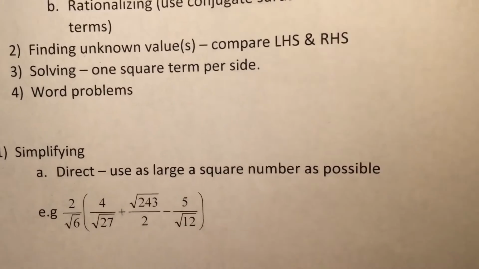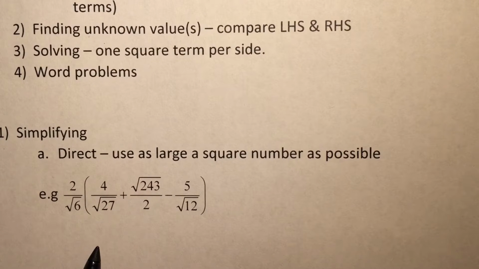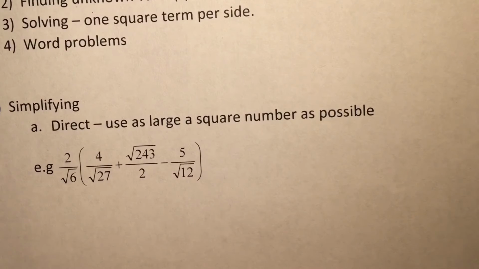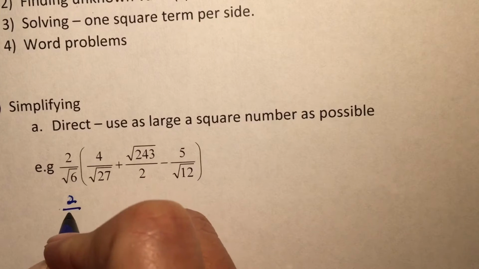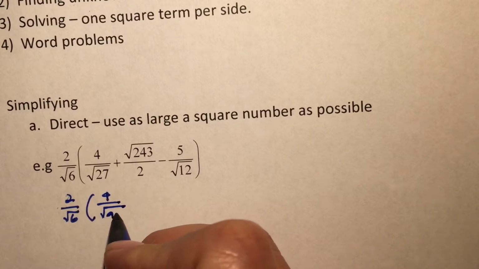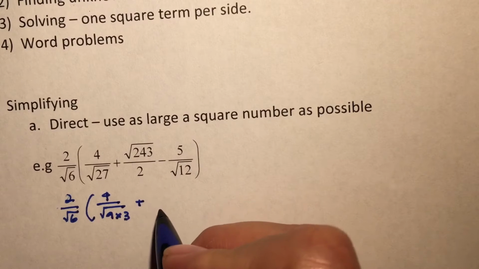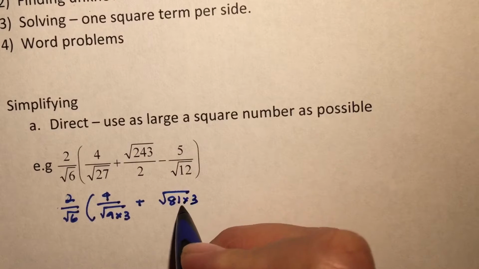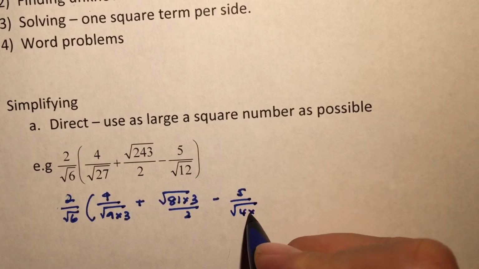Alright, so the first kind is actually simplifying, where we have a direct simplifying, and we will try to use a square number as much as possible in order to break this down into smaller surds. So what we are going to do is just leave this aside for the time being. But for this one here, 27, we can change it to 9 times 3. Now 243, we can use it as 81 times 3. And finally for surd 12, we can use it as 4 times 3.